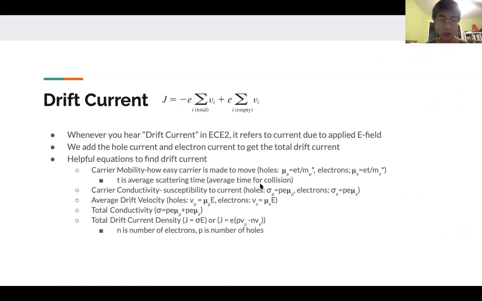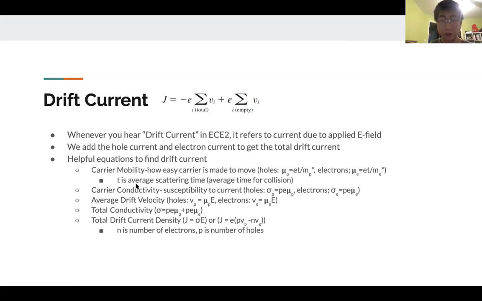So drift current. Whenever you hear drift current in ECE2, it refers to current due to applied electric field. And so we want to basically add the current due to the holes moving because of the electric field, plus the current due to the electrons moving due to the electric field to get the total drift current. And so this is just a list of helpful equations to get the drift current.